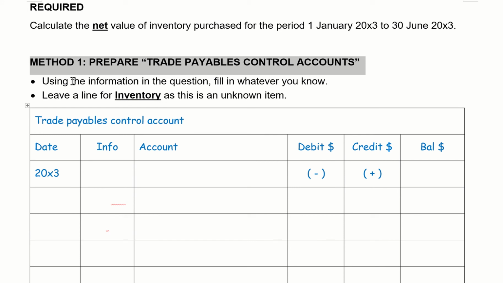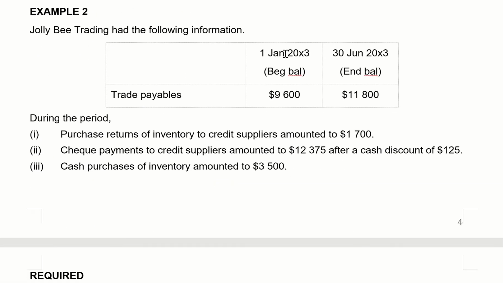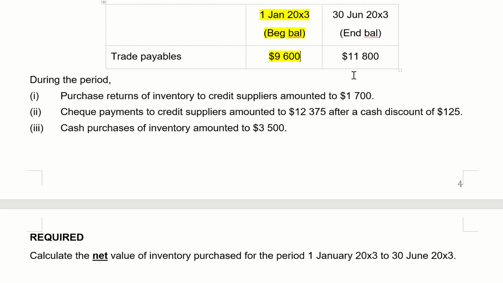Same as the sales revenue, you look at the information in the question and fill in whatever you know first. Then you leave a line for inventory because this is an unknown item. So let's jump into it. What do you know? Firstly, you know that there's a beginning balance of 9,600 at the beginning of the financial period.